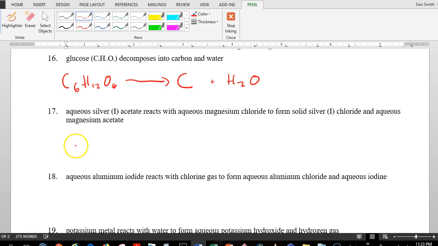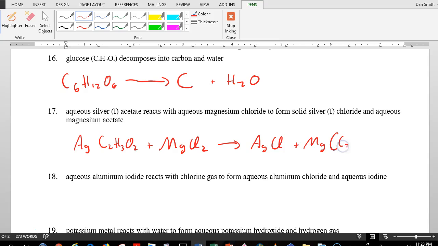Silver 1 acetate. So here's the silver with a +1 charge. C2H3O2 reacts with aqueous magnesium chloride to form solid silver chloride and magnesium acetate, C2H3O2.